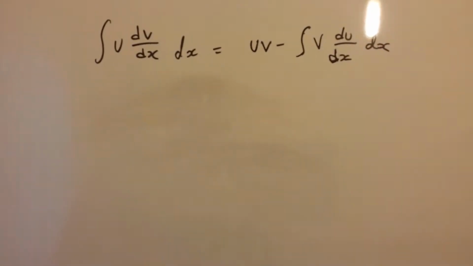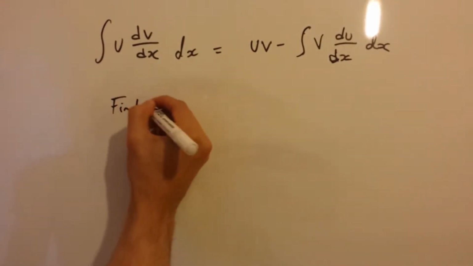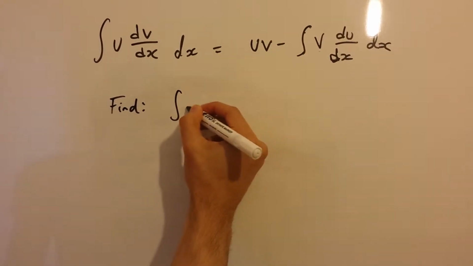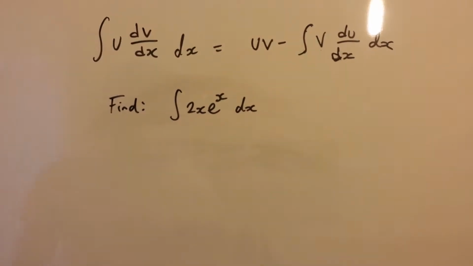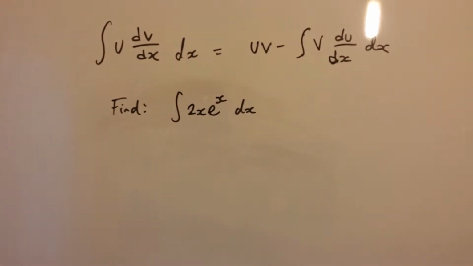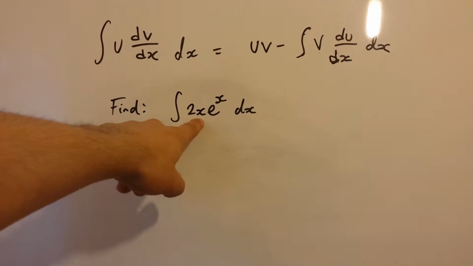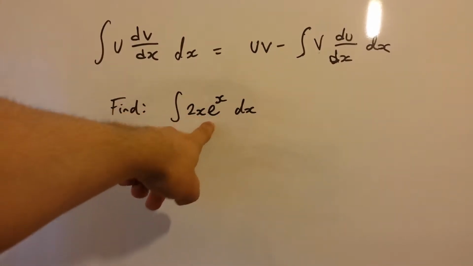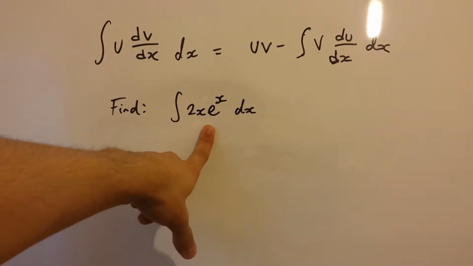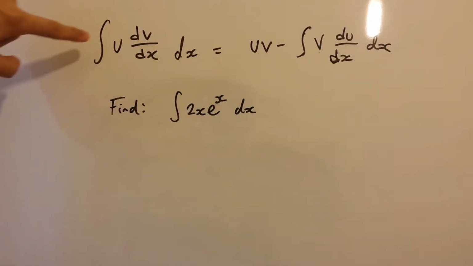Okay, let's do a simple example. If there was a question saying find the integral of 2x multiplied by e to the x. You can see that there's two functions being multiplied. There's a product of two functions. The first function is 2x, the other function is e to the x. So what we need to do is split them and put it in this form.